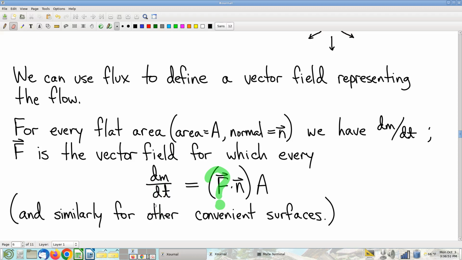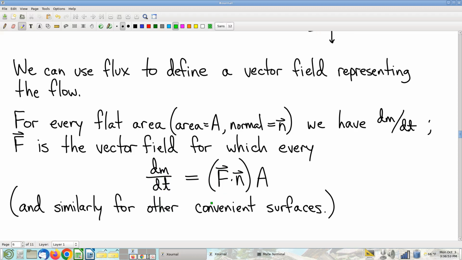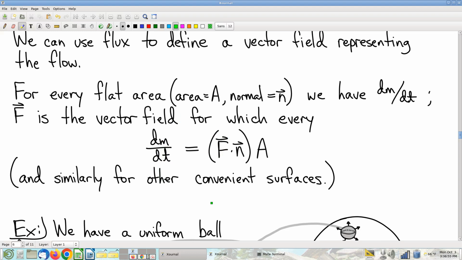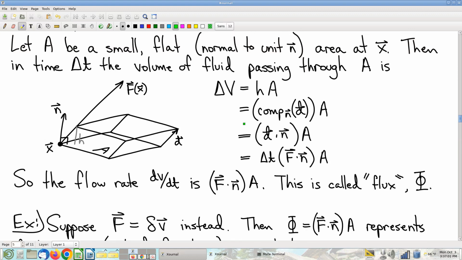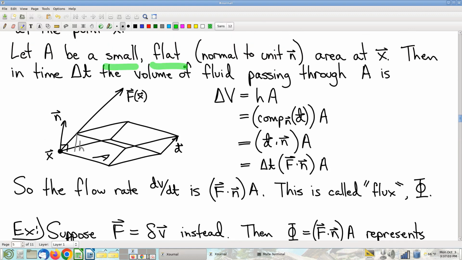Okay. So I'm going to show you an example, but first a little quick disclaimer. Let me come back up to here. All of the fluxes that we've talked about have been through small flat surfaces, like this area A here, and it's got to be small. It's got to be flat.